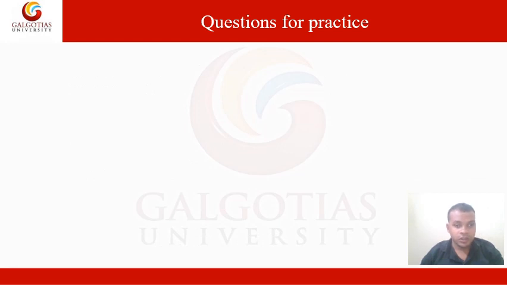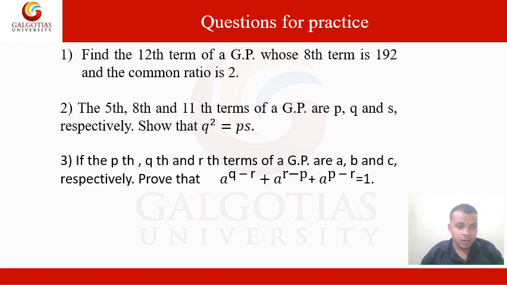Here are some questions for your practice to understand geometric progression and its concepts more clearly and in a more efficient way. Find the 12th term of a GP whose 8th term is 192 and the common ratio is 2. The 5th, 8th and 11th terms of a GP are P, Q and S respectively; show that Q squared is equal to P into S.